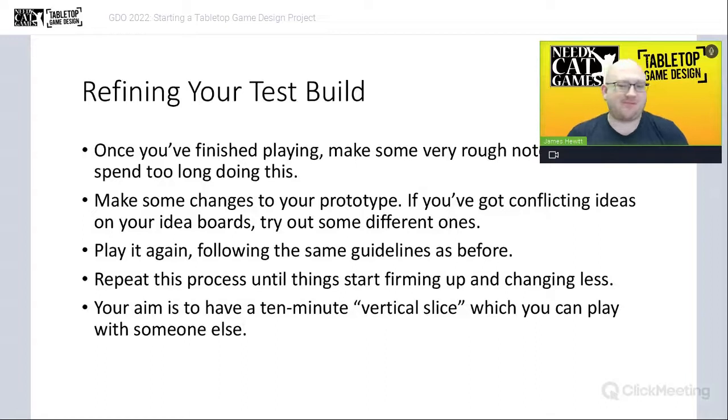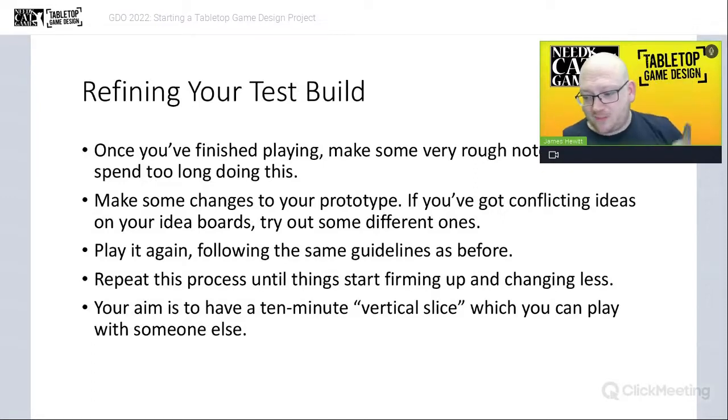I said 10 minutes there, but it really varies from game to game. What you want is enough game that it's chunky enough to feel like a game, but it's not overly elaborate. There's not too much going on. People are getting one short linear journey through the game. They are playing one round. Or if it's an incredibly quick game, they might be playing 2 or 3 rounds. If it's a really long game, they're not even playing a full round. They're playing one part of a round.